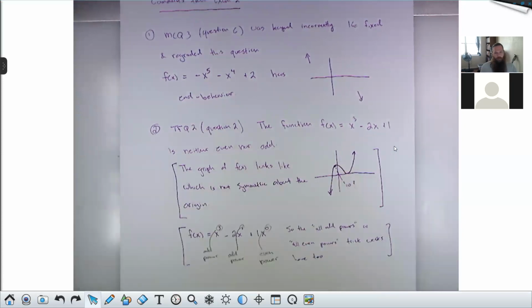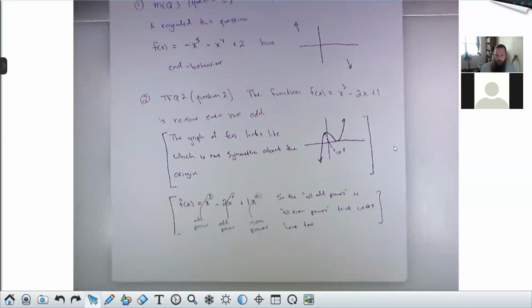So the all odd powers or all even powers trick that we described for polynomials: a polynomial is odd if and only if all the powers are odd. A polynomial is even if and only if all the powers are even. It does still work here, but it is a subtle thing.